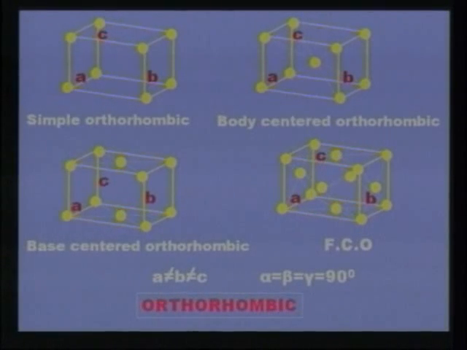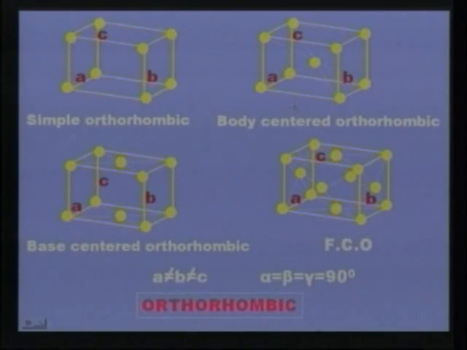Now let us see orthorhombic lattices. These are simple orthorhombic, body centered orthorhombic, base centered orthorhombic and face centered orthorhombic. Here the dimensions of the cube are A is not equal to B, B is not equal to C, and C is not equal to A. The angles alpha is equal to beta, beta is equal to gamma, which is equal to 90 degrees. Here in simple orthorhombic only 4 atoms are arranged at the corners.